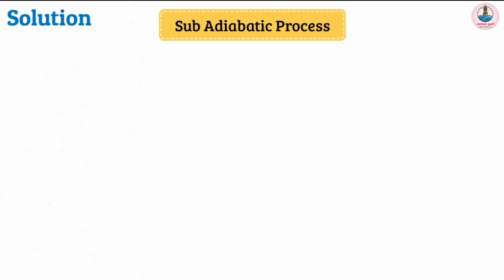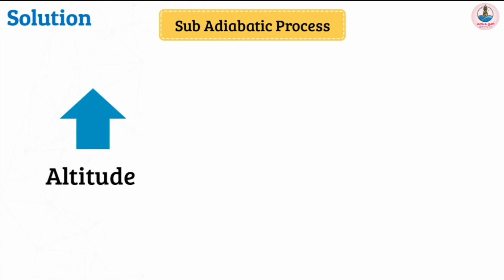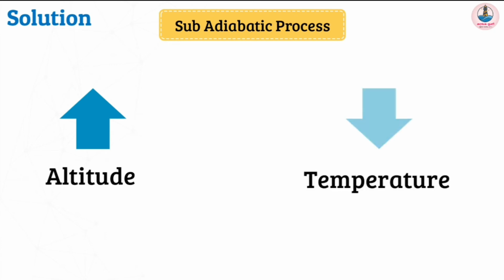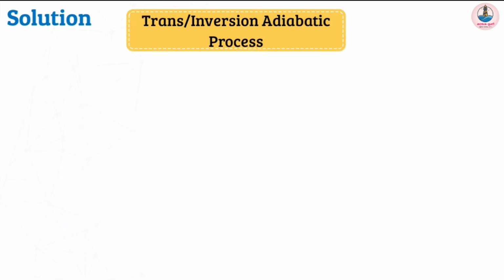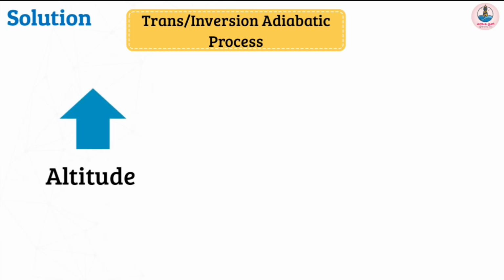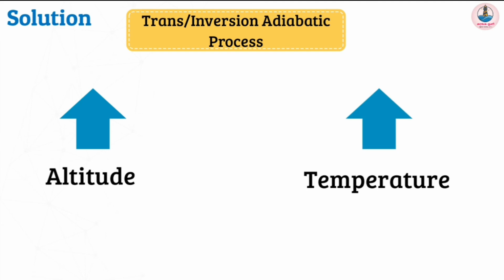Then what is a subadiabatic process? For every rise in altitude, the temperature will decrease, but for every 100 meter rise in altitude, the temperature will reduce by less than 1 degree Celsius. Then what is a trans or inversion adiabatic process? In this process, for every rise in altitude, there will be a rise in temperature also.